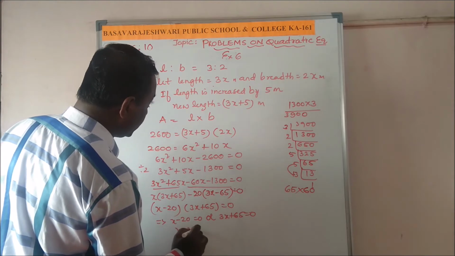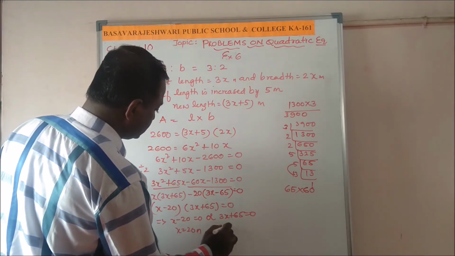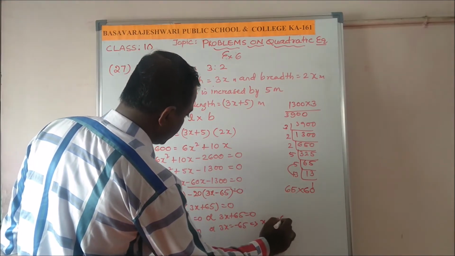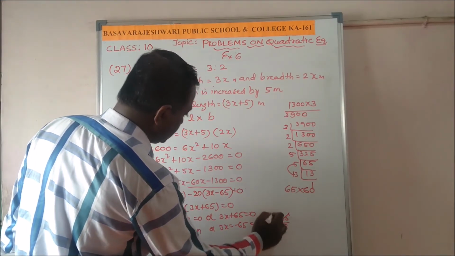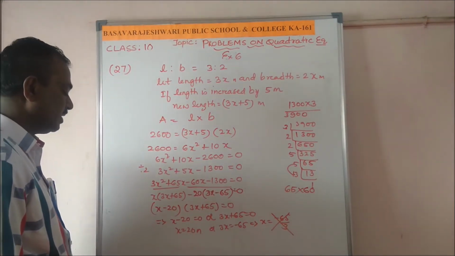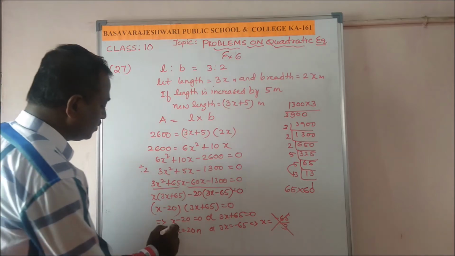x is equal to 20 meters or 3x is equal to minus 65. This implies x is equal to minus 65 by 3. Because the length or breadth will not be in the negative form, x is equal to 20 meters.